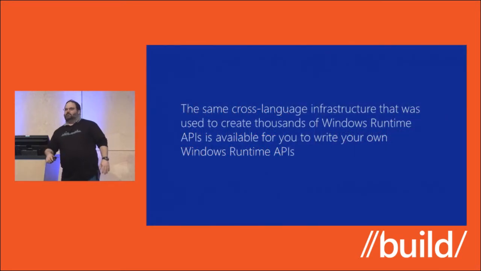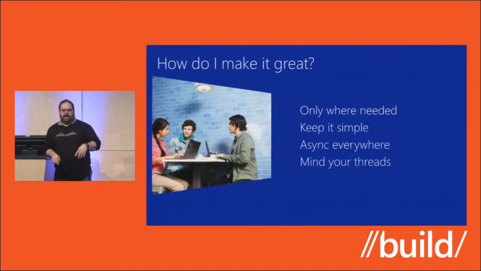So, back to some of my early points, the same cross-language infrastructure that we built for Windows to deliver its thousands of APIs and components is fully available to you to write your own WinRT components. And to write great WinRT components, recognize that it's a technology that you want to put at the component boundary. You want to use it only where you need to. Keep your interfaces simple. Use that good object-oriented design. Let that guide your thinking when you're designing your WinRT interfaces.